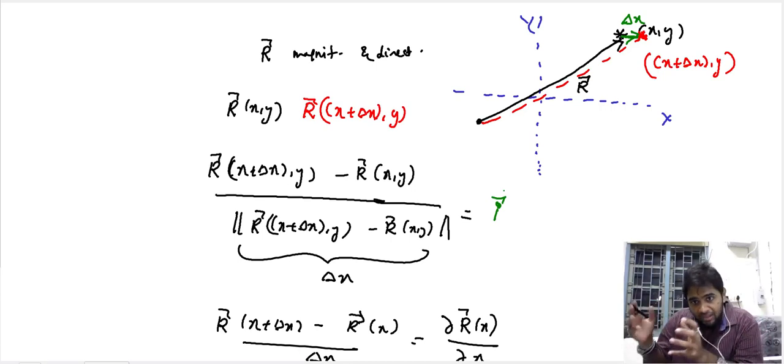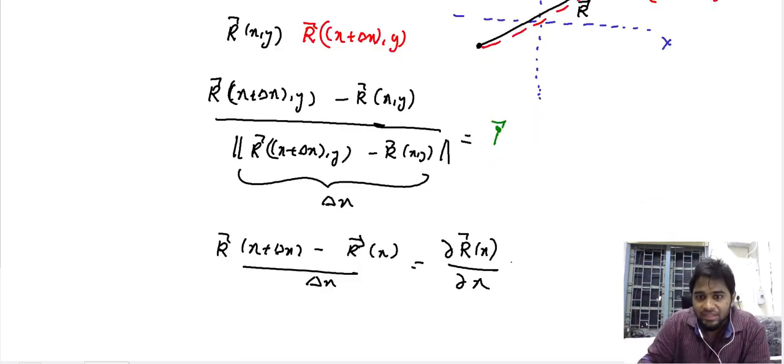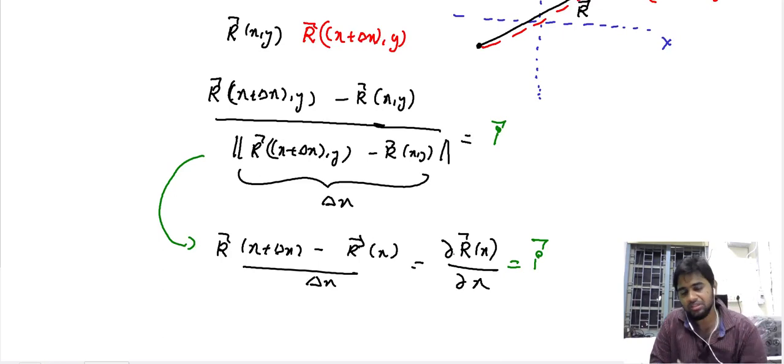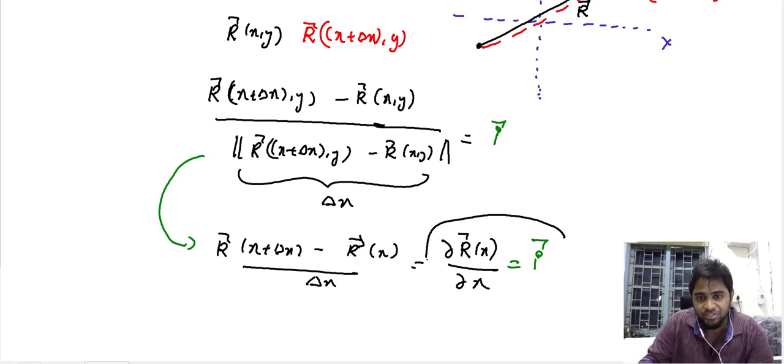So unit vector i is nothing but the partial derivative of, since from this expression we have written it in this way, this is equivalent to the partial derivative of the position vector with respect to x. So ultimately now we have a generic expression for the unit vector i.